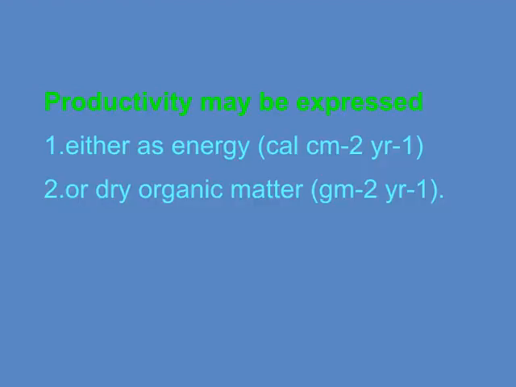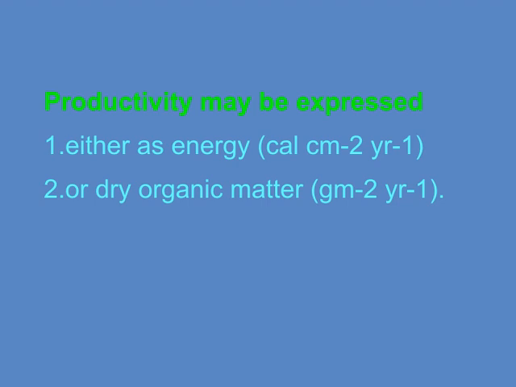Productivity can be expressed in different ways, and two common units are energy and dry organic matter. When we talk about energy, we're referring to calories per square centimeter per year, which gives us an idea of the amount of energy captured or used over a given area and time. On the other hand, we can measure productivity in terms of dry organic matter, usually grams per square meter per year. This tells us how much organic material is produced and accumulated in a specific area annually.